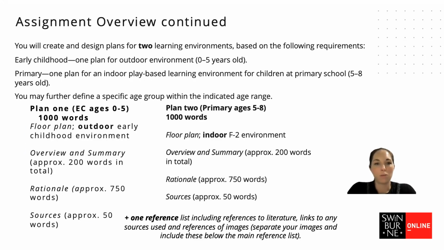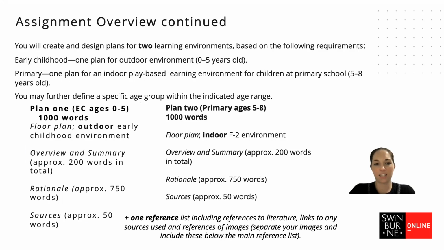So as I've said, you will create 2 design plans for 2 different environments. The first one is for the early childhood age group, and that is outdoors, and that is for 0 to 5 years old. The second plan is for primary children. This plan is indoor. Again, it's a play-based learning environment for children aged 5 to 8 years old.